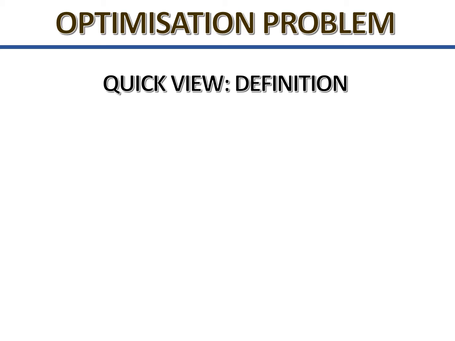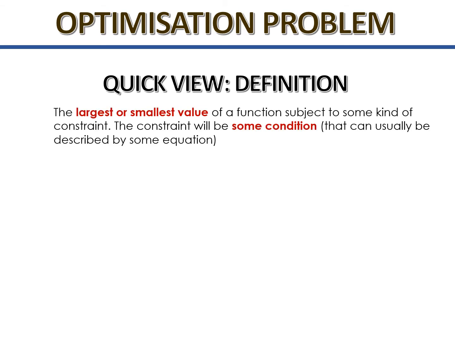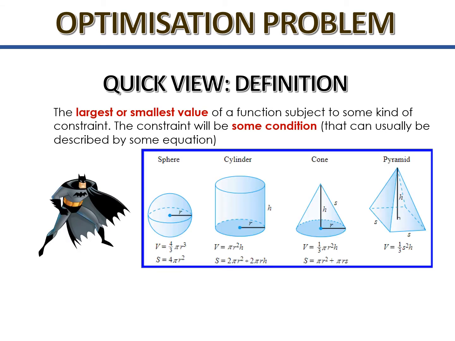First, let's take a look at the quick view definition. The largest or smallest value of a function subject to some kind of constraint. The constraint will be some conditions that can usually be described by some equation. So these are several formulas for area and volume for several solids that we will discuss later.